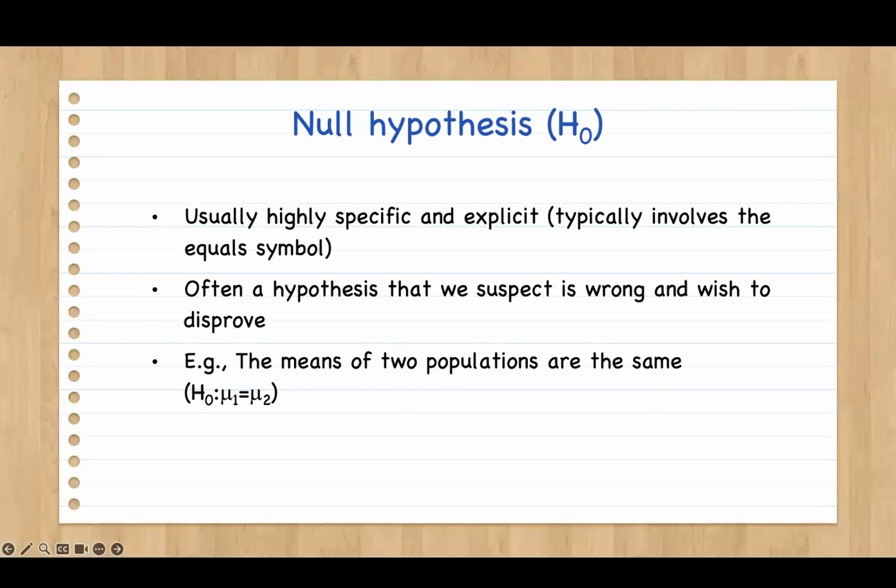So the null hypothesis states that there is no difference between the population mean and some specified value. It is also referred to as the hypothesis of no difference. There is no difference between the population mean and some specified value. It typically involves the equal symbol. For example, the means of the two populations are the same.